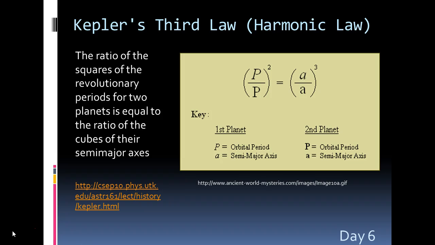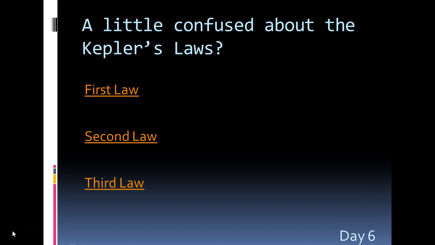Kepler's third law states that the ratio of the squares of the revolutionary periods for 2 planets is equal to the ratio of the cubes of the semi-major axes.